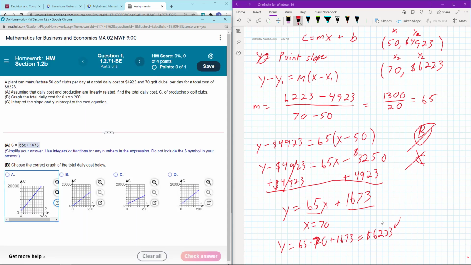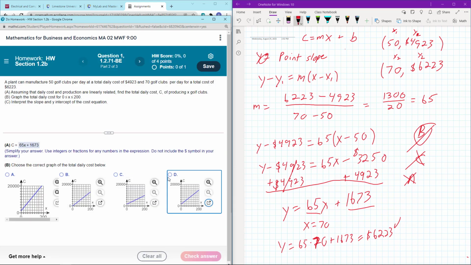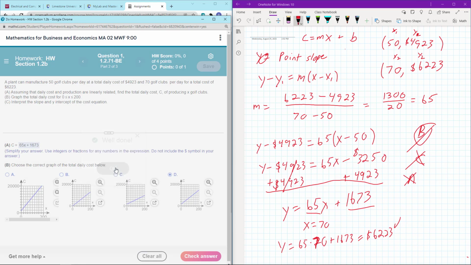So the only thing we have left is D, which actually seemed reasonable when you first looked at it. We can probably look at it again. Once again, when we have 50 clubs being produced, we're pretty close to 5,000. So I am pretty sure that D is the answer here. Okay, I would be really embarrassed if it was wrong.